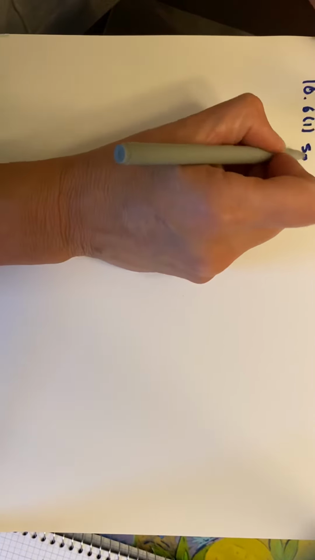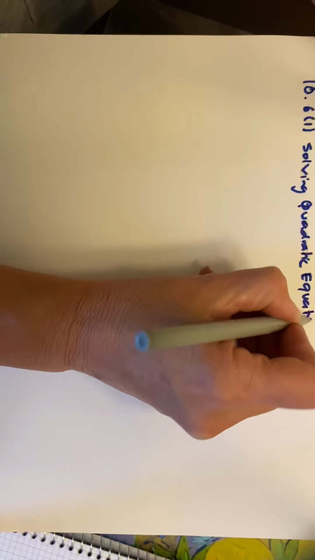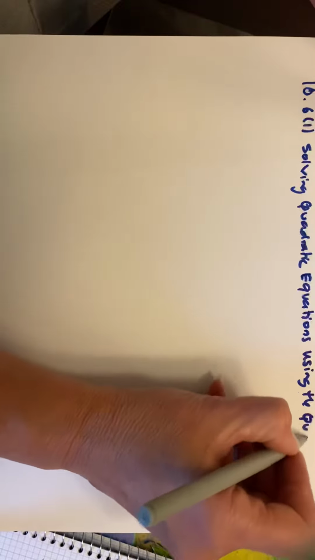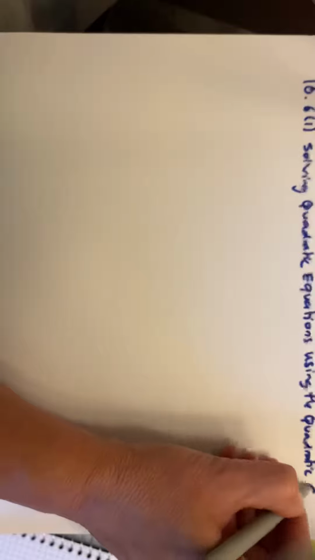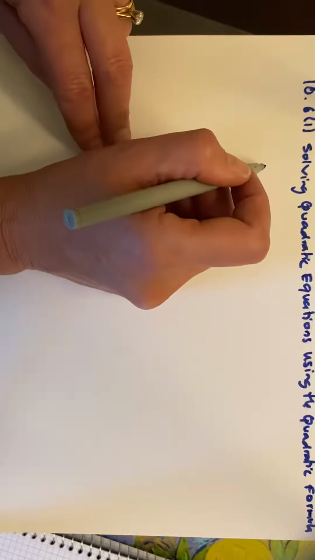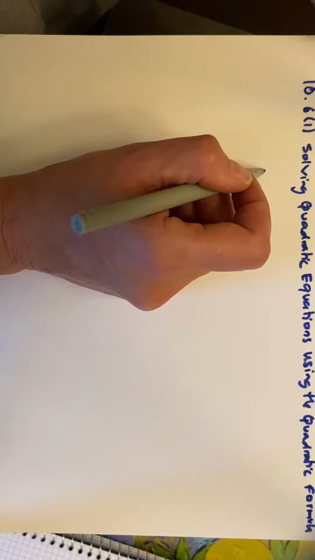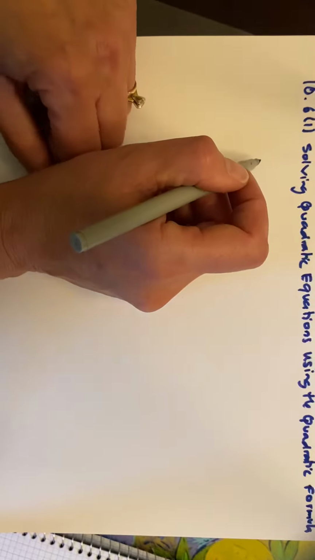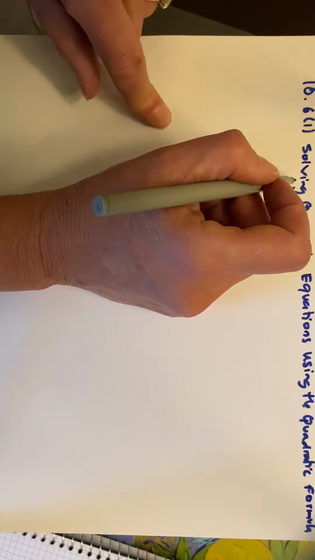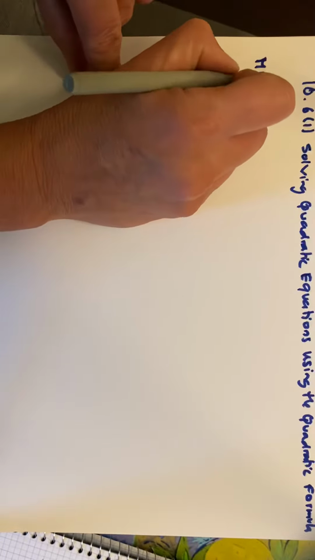We're going to start working on the quadratic formula, solving quadratic equations using the quadratic formula. The reason it is done after completing the square is that it is actually derived from completing the square. And I will, in a separate video, show you how to do that if you're interested. But for now, what you need to know is that you have to memorize it.